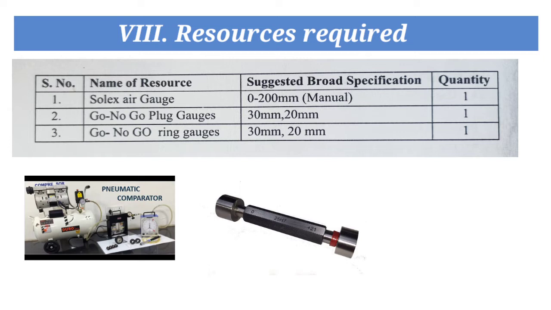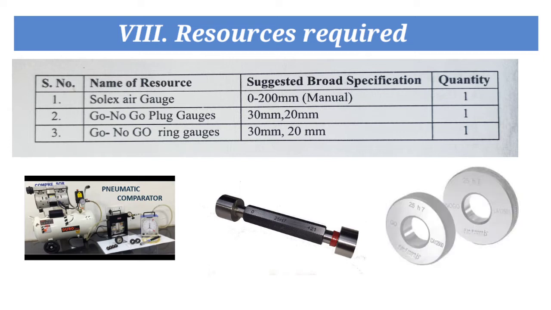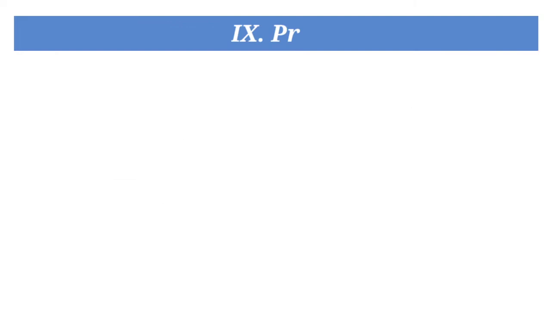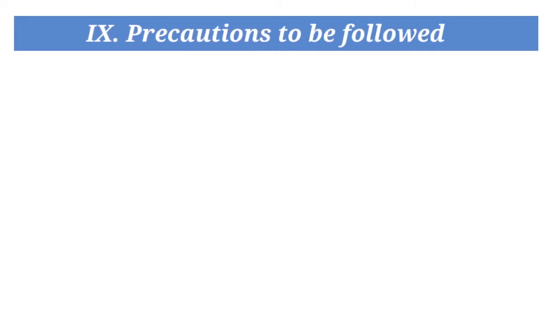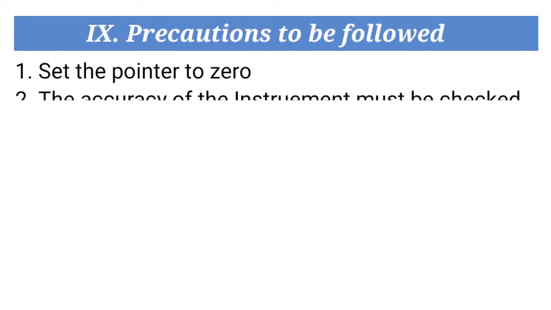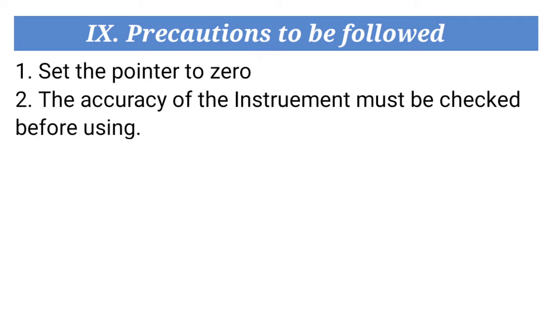Resources required: the Solex air gauge, then go no go plug gauges and ring gauges. Precautions to be followed: first, set the pointer of the gauge to 0. Second, the accuracy of the instrument must be checked before using it.